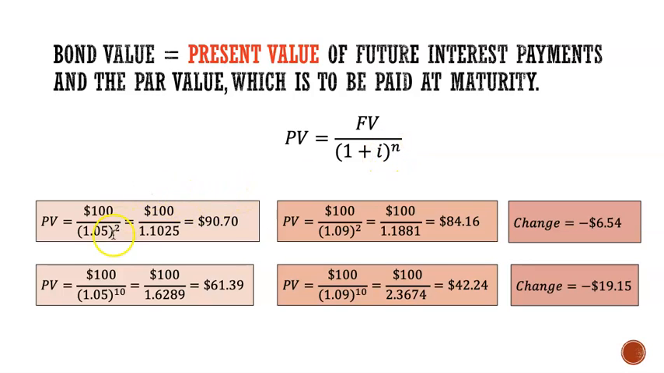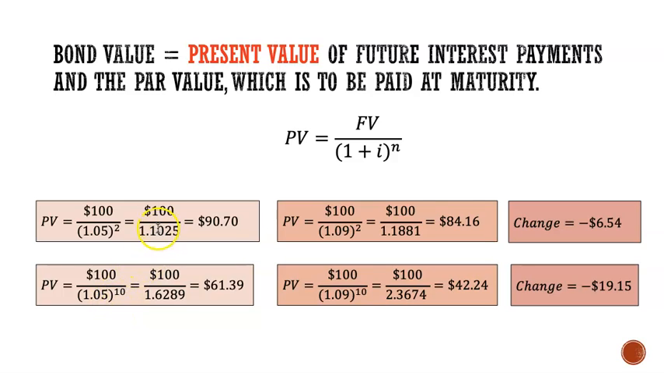So let's look at some examples. If we are finding the present value of $100 2 years from now using an interest rate of 5%, this is what we would have: 100 over 1.05 to the power 2. The denominator would be 1.1025, and when we divide, we will get $90.70. Now, if we increase that rate from 5% to 9%, the answer becomes $84.16, giving us a change of $6.54.